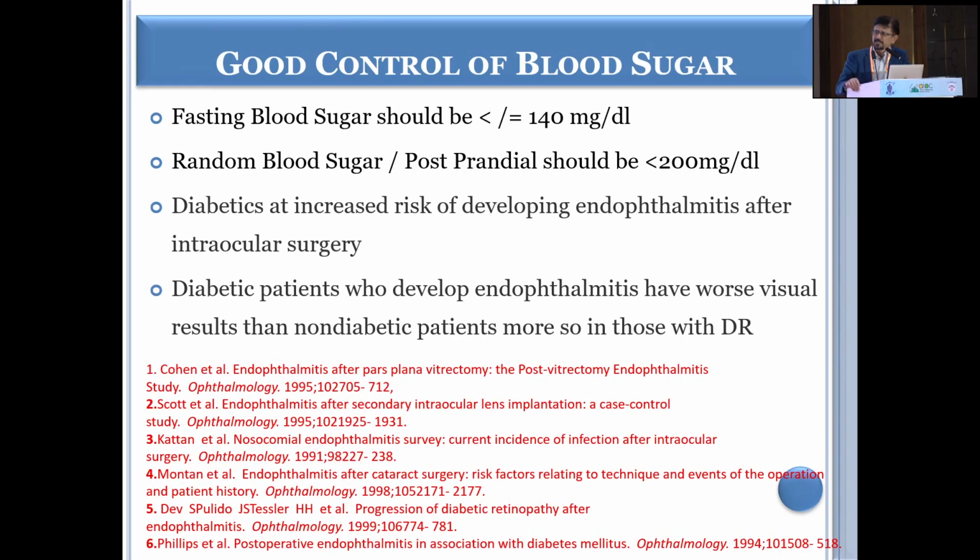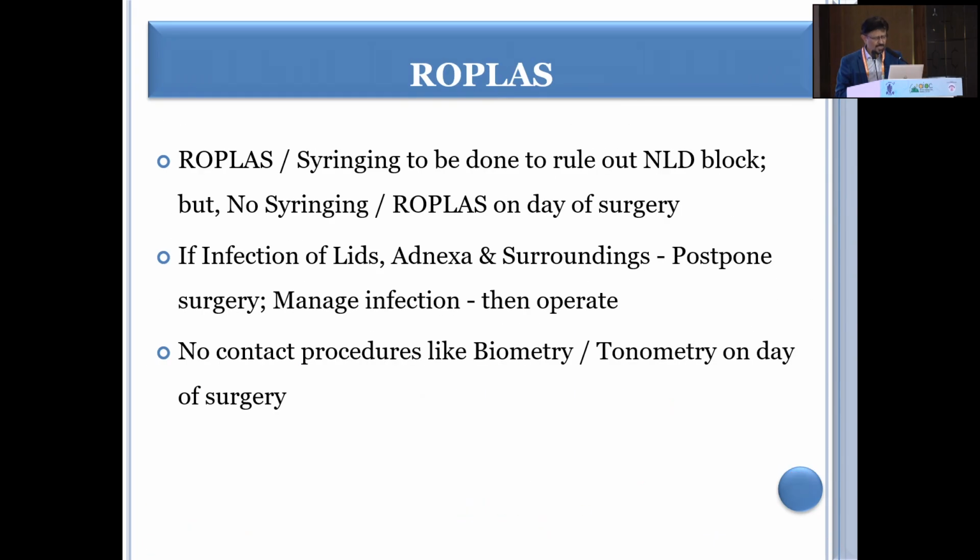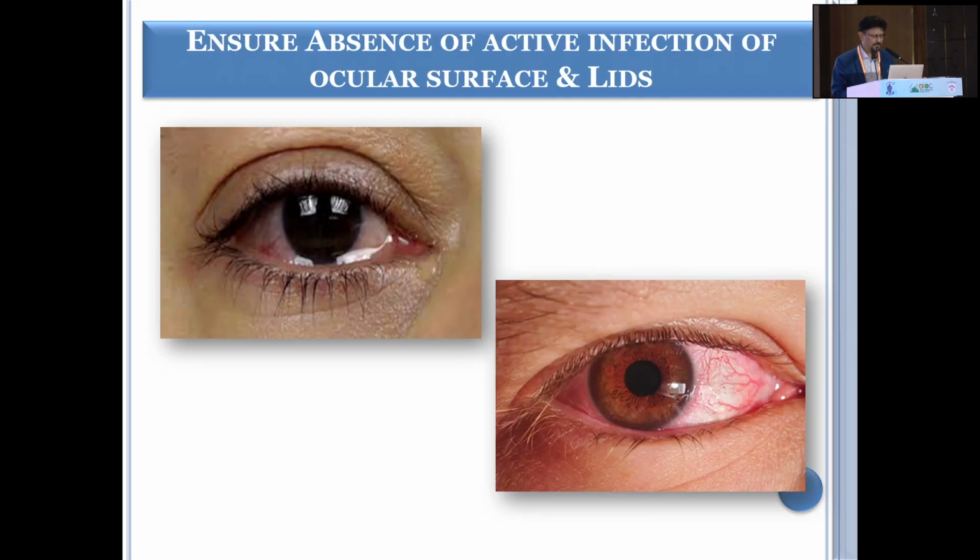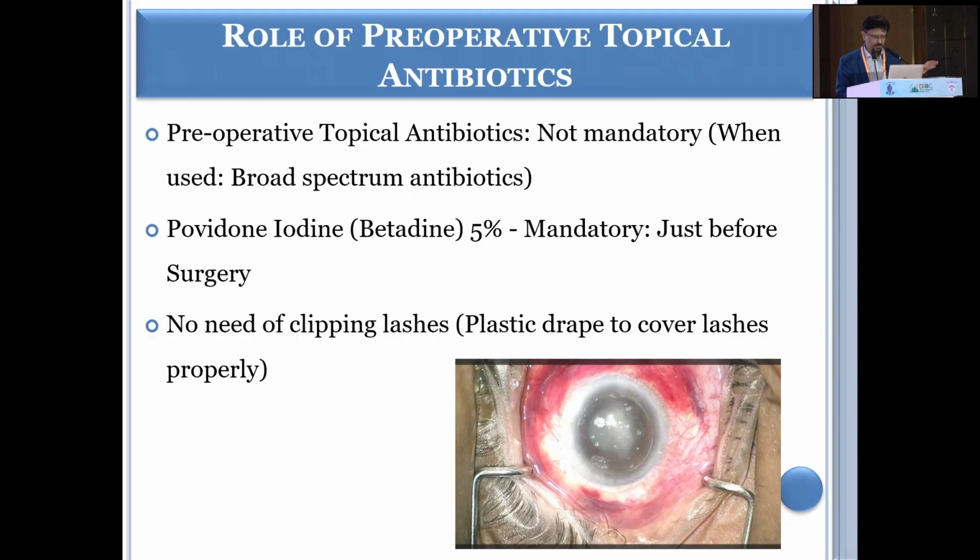Starting with the preoperative measures, one important thing is that if somebody is a diabetic, then the blood sugar control should be good. Otherwise, the risk of post-op reaction is high. The risk of flaring up of any subclinical infection is very high, and that can result in endophthalmitis. Of course, we should check that there is no regurgitation on pressure of the lacrimal sac, and there is no discharge, and one should not do any contact procedure like biometry or tonometry on the day of surgery. If there is definite redness in the eye on the day of surgery, if the patient has come to you and you see that the eye is red, chemosed and all that, then surgery should be avoided.